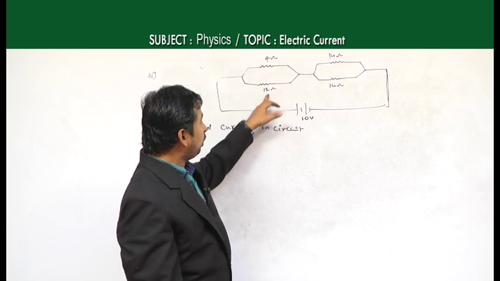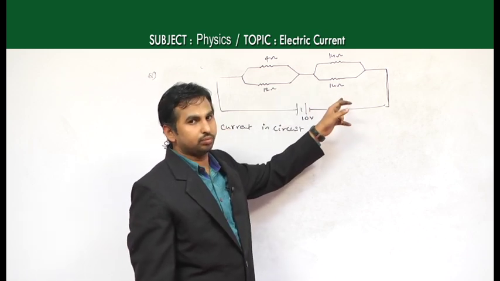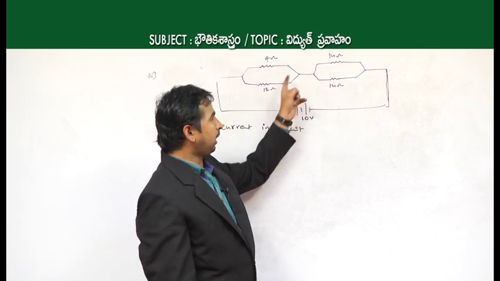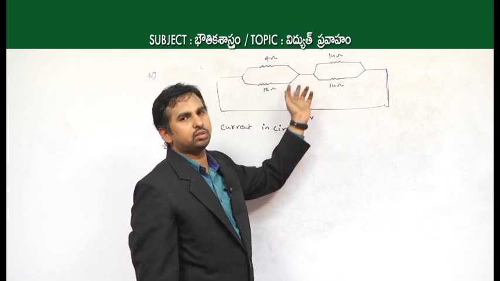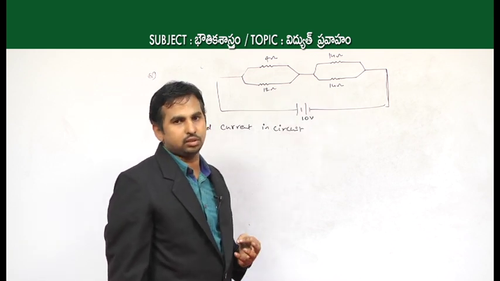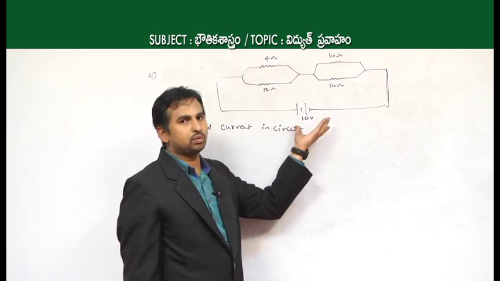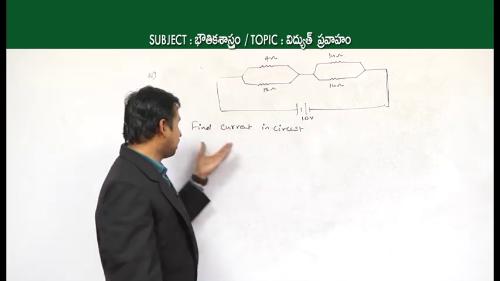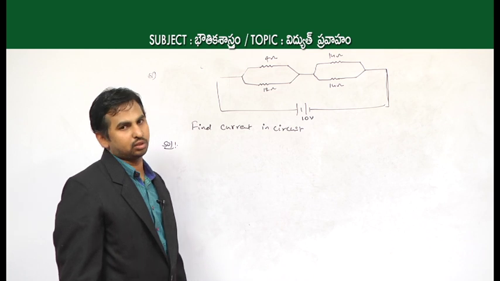And again, these two groups are connected in series. So, two parallel combinations, and their final equivalent resistances are arranged in series. And the voltage we are using is 10 volts, and what we have to find is the current in the circuit.